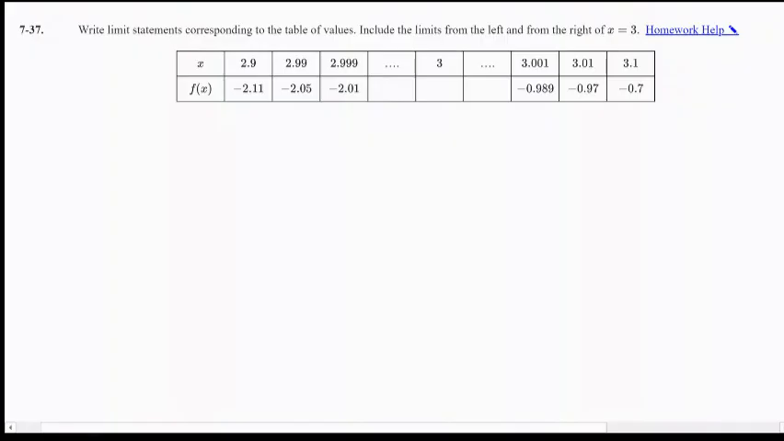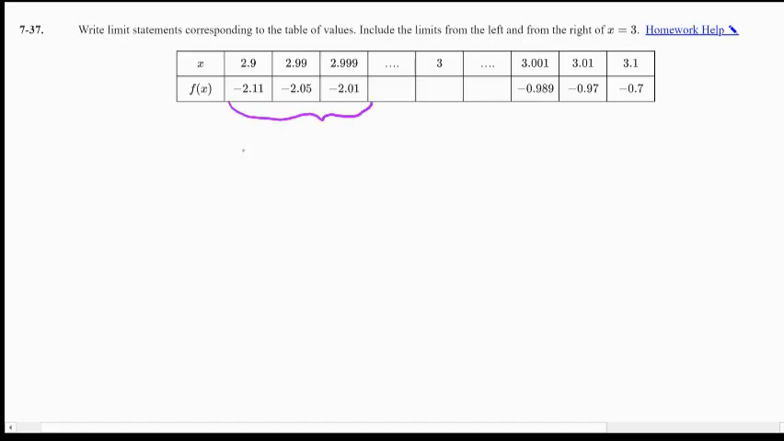Here we're asked to write a limit statement corresponding to the table of values, including the limits from the left and the right of x equals 3. So I'm going to write three different limits here when I'm going through this. The first one I'm going to deal with is the left-sided limit. So the left side of 3 and what our y value is approaching here.